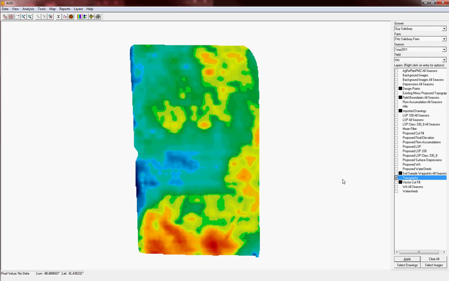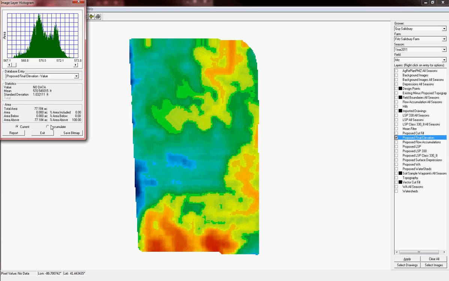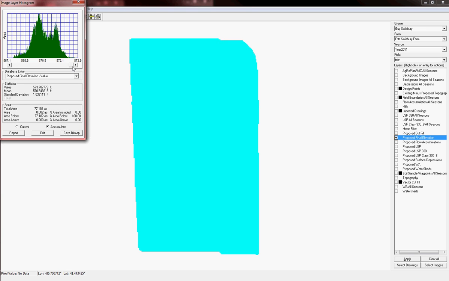Okay, so we know what we got. What are we going to do? Well, let's look at the proposed topography. Okay, so this is what we're wanting to do. And let's flood this sucker. So she's flooded. Let's drain her.